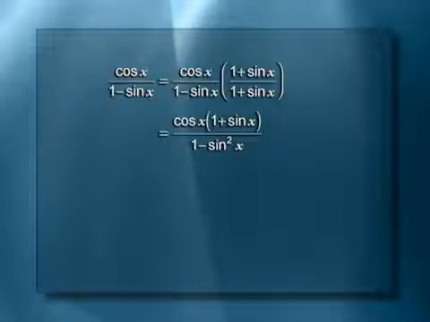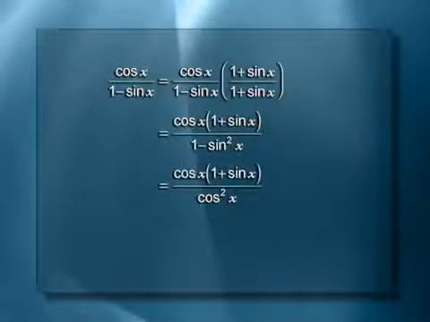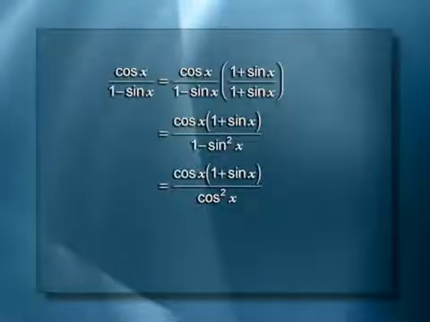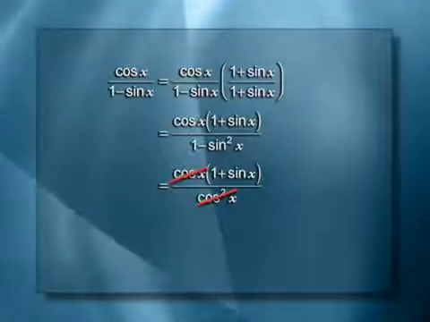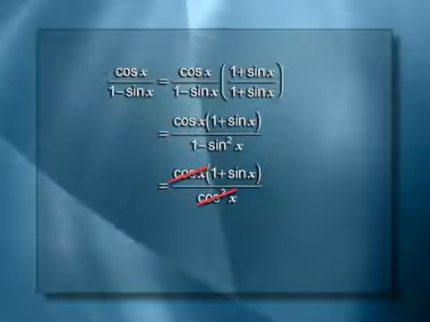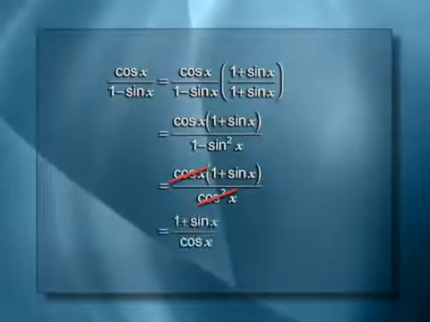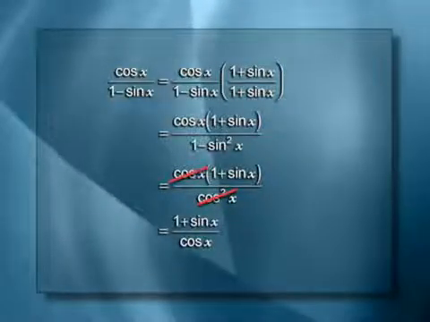You recognize that guy? Yeah, that's cosine squared, isn't it? That's the fundamental identity being used yet again. So the numerator is cosine x times 1 plus sine x. The denominator is cosine squared. We can cancel some cosines, and we're left with 1 plus sine x over cosine x.